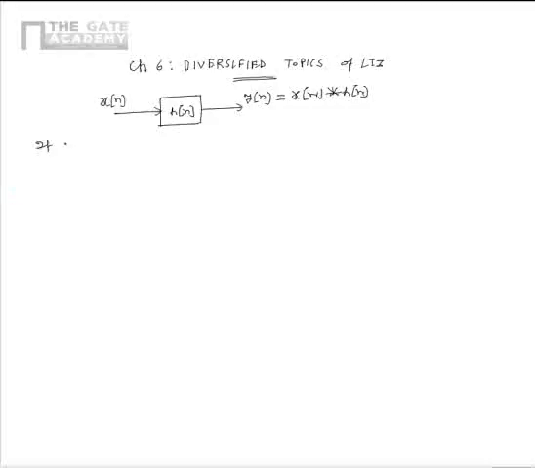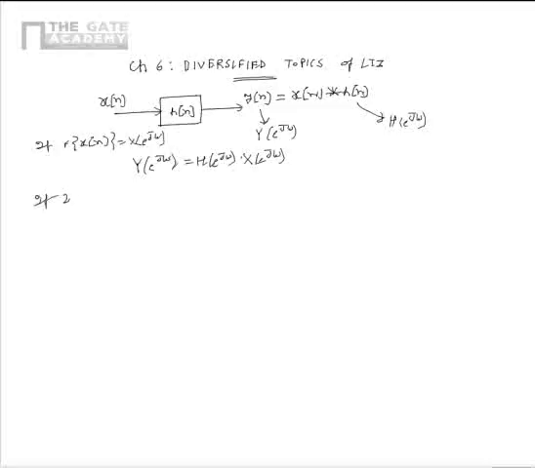Also, if Fourier transform of x of n is X of e power j omega, similarly, Fourier transform of h of n is H of e power j omega, and Fourier transform of y of n is Y of e power j omega, then it can be written that Y of e power j omega is equal to H of e power j omega multiplied by X of e power j omega.